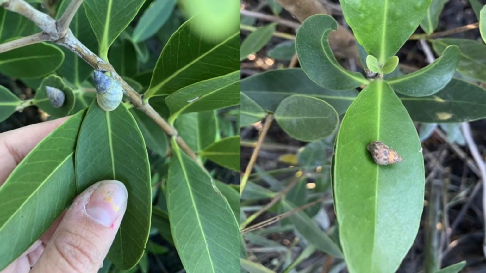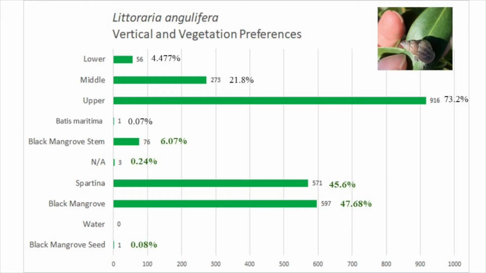Littoraria angulifera prefers the upper third of black mangrove trees. I found that mangrove leaves were more preferred than mangrove stems. This may be because leaves are an easier food source, with access to green organic matter. Mangrove periwinkles preferred mangroves 47.7% of the time. However, they preferred Spartina nearly as much, 45.6% of the time. This is the least vegetation-specific species.